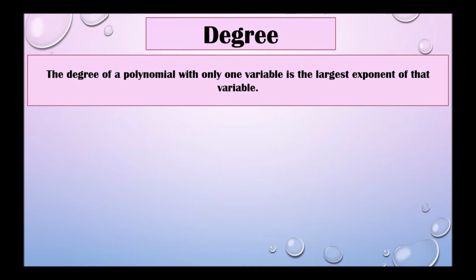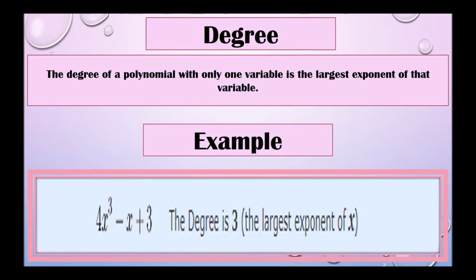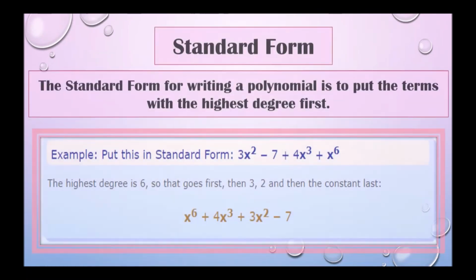Now what is the degree? The degree of a polynomial with only one variable is the highest exponent of that variable. For example, 4x cubed minus x plus 3. The degree is 3, the largest exponent of x.